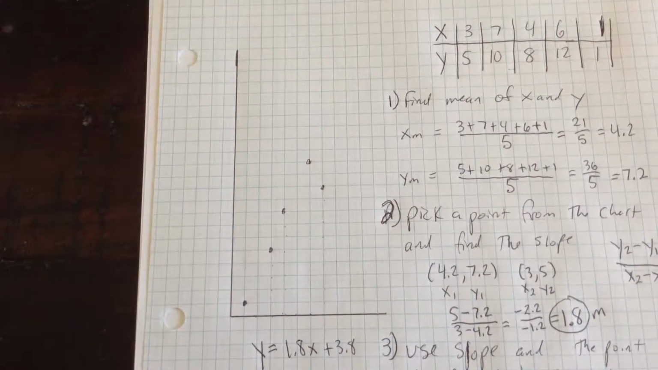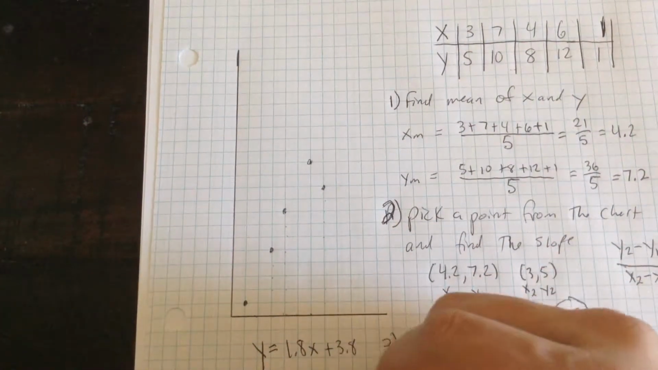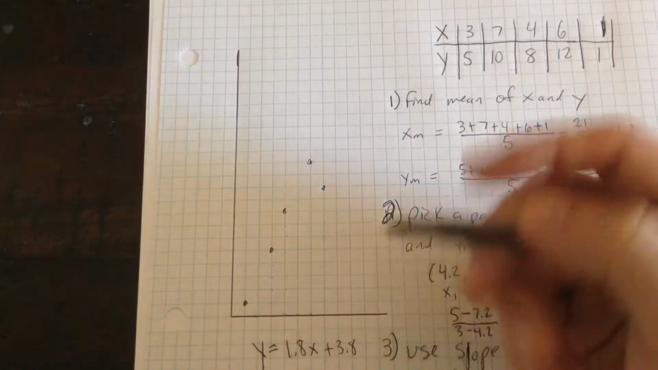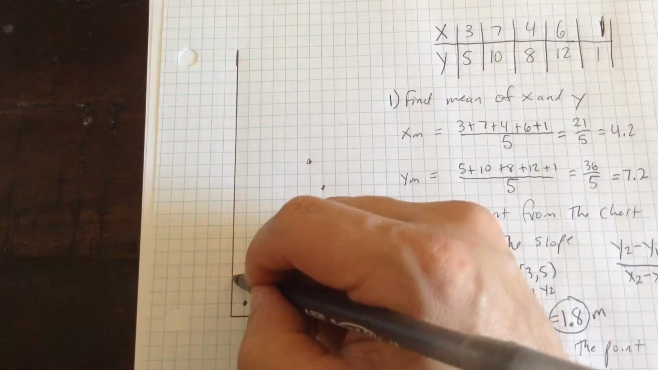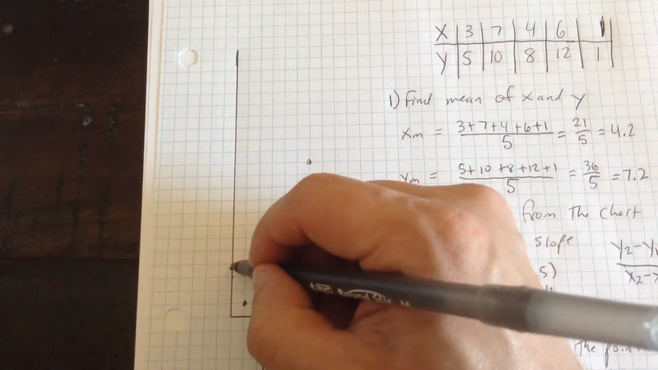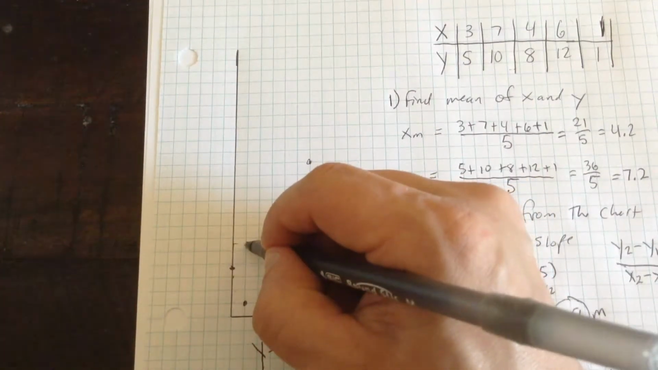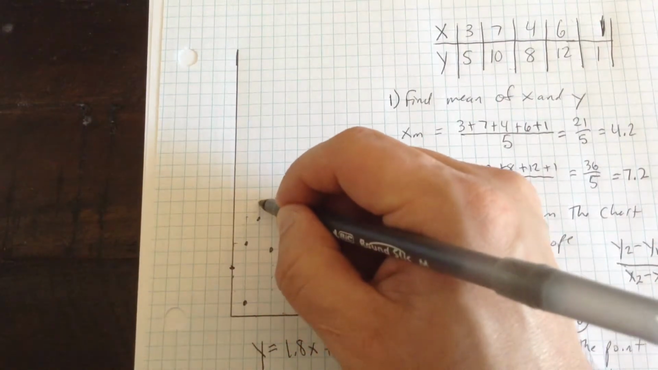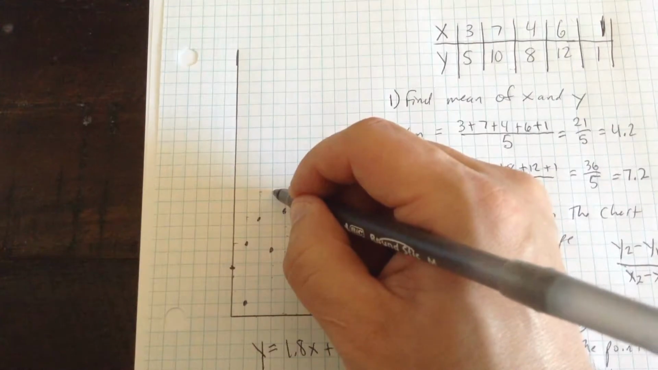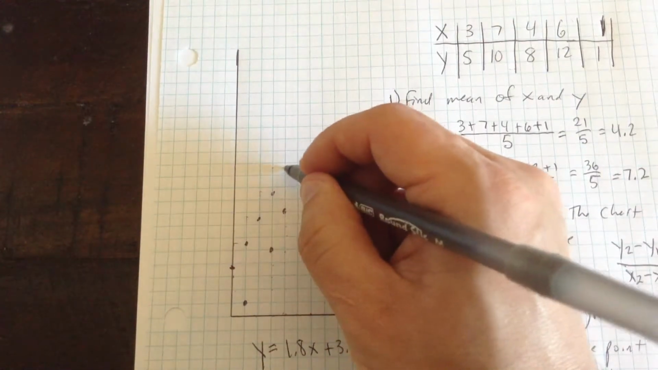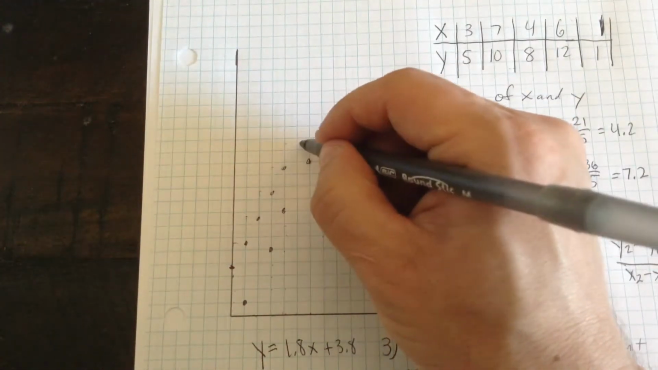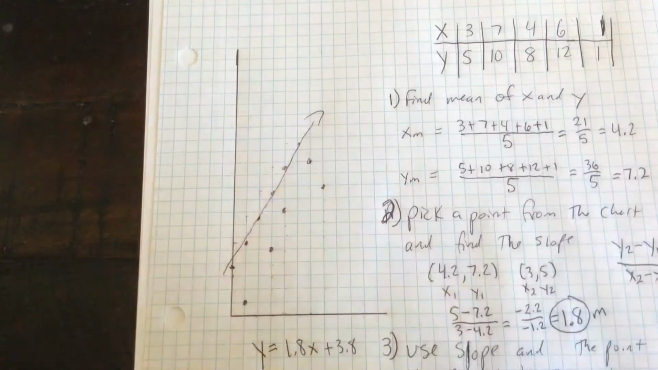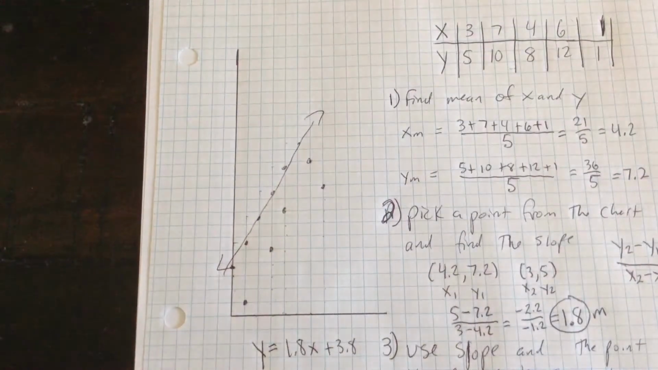So my slope-intercept form equation is y equals 1.8x plus 3.8. I go up 1, 2, 3, almost to 4, and then I go up 1.8 over 1. Up 1.8 over 1, and again, up 1.8 over 1. Okay, and there is my line of best fit. There we go.